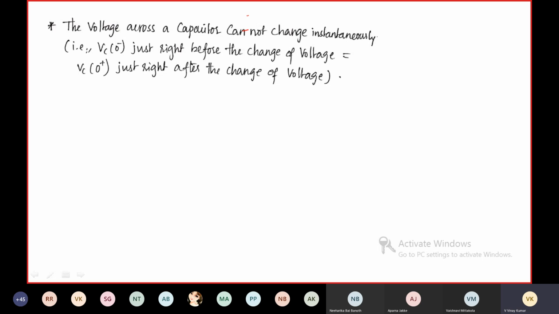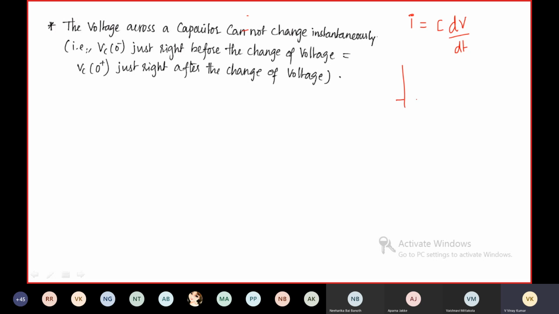The voltage across a capacitor cannot change instantaneously. This is one of the properties of the capacitor. When a capacitor is subjected to DC voltage, the voltage across the capacitor cannot change instantaneously. Here the voltage-current relationship of the capacitor is given as i is equal to C dv by dt, right?